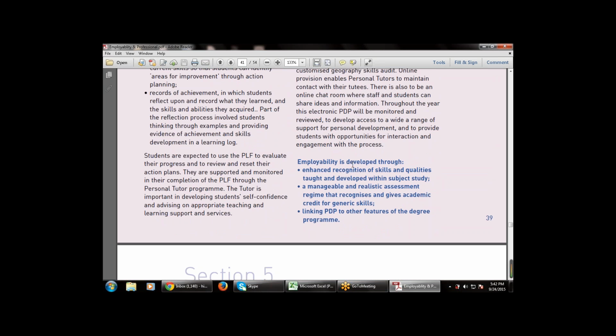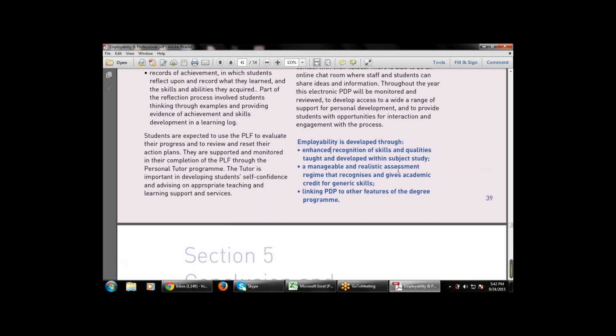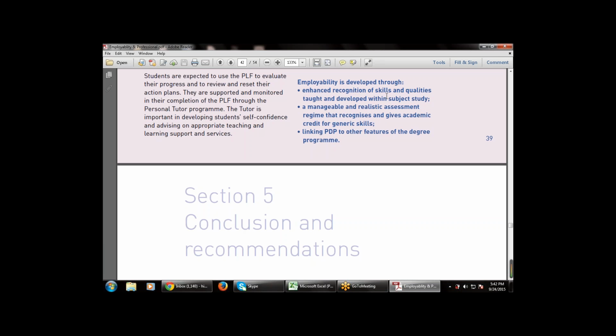So employability is developed through enhanced recognition of the skills and qualities that are taught and developed within the subject. Then a manageable and realistic assessment regime that recognizes and gives academic credit for generic skills. Then linking the PDP, personal development planning, to other features of the degree program. So these are the three methods by which employability is developed and enhanced. So section number 4 is over.